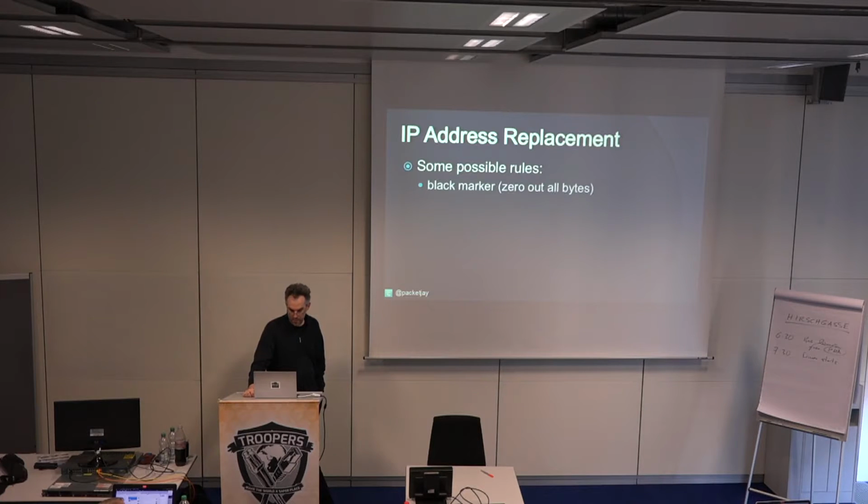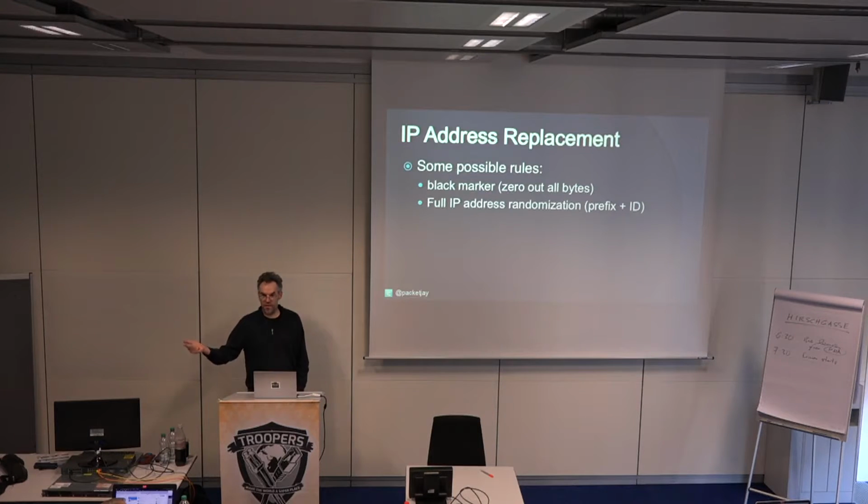So, IP address replacement rules. Possible rules include a black marker, which means zero out all bytes, like the letter that I showed you, black out everything. Or do a full randomization, so randomize the prefix and the interface ID. Then maybe you want a very specific replacement and say, I want an original address to be replaced by something very specific because you want to use a DB8 address for it or something.